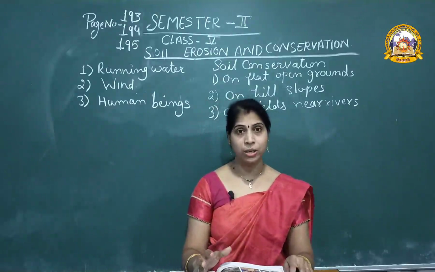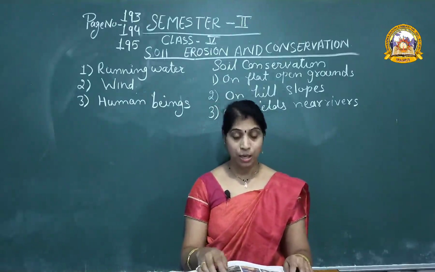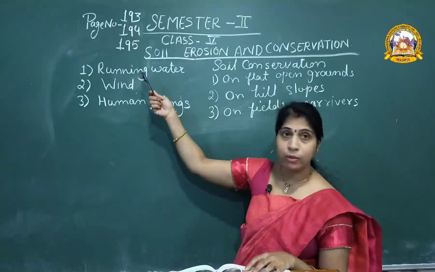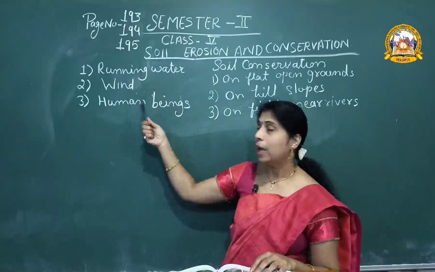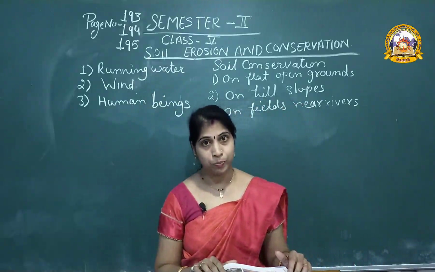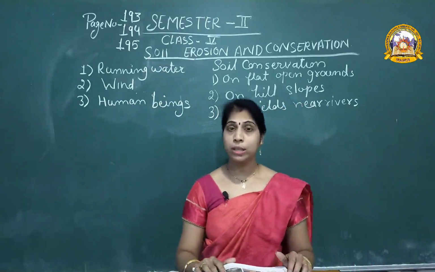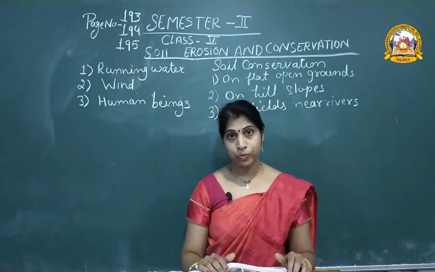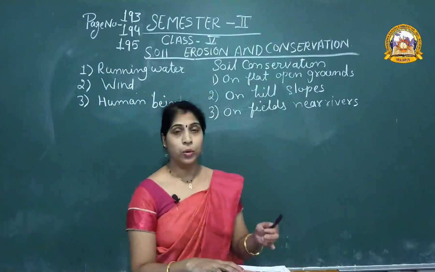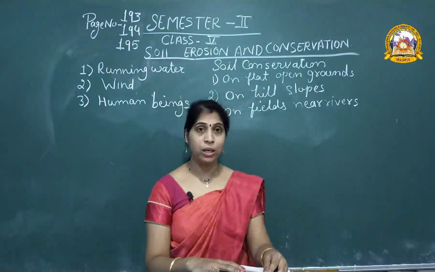You know, by some different types of action, soil gets eroded. What are the main causes of this? Running water, wind and human beings. By these activities, soil gets eroded. So for this I will show you one video. Okay, I hope you understood this video.